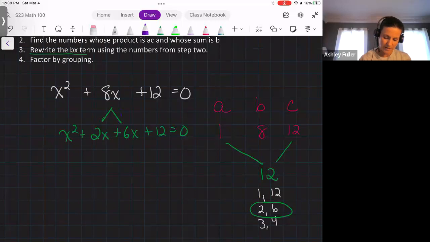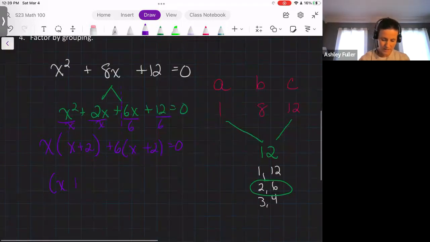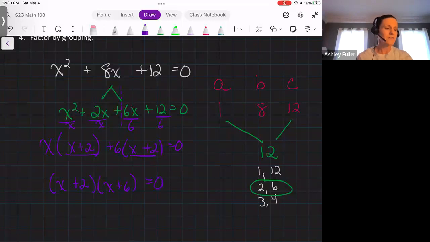Now I am able to factor by grouping. For my first two terms, the GCF is x, leaving me with x plus 2. For my second two terms, the GCF is 6, leaving me with x plus 2. Those two terms should always come out with a common factor. In this case, it's x plus 2, which leaves me with x plus 6 as my other factor. And if I multiply that out, you will see that it does give me the original polynomial.